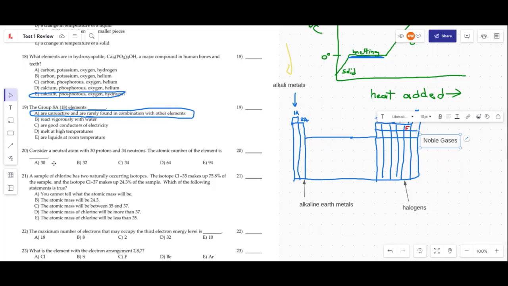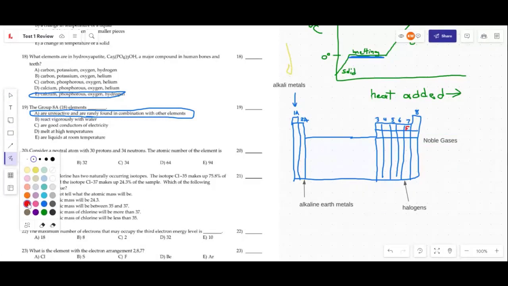For now, number 20 says: consider a neutral atom with 30 protons and 34 neutrons. The atomic number of this element is what? I think somebody actually already answered it. Yeah, A. Atomic number is the same thing as the number of protons. These two are interchangeable.